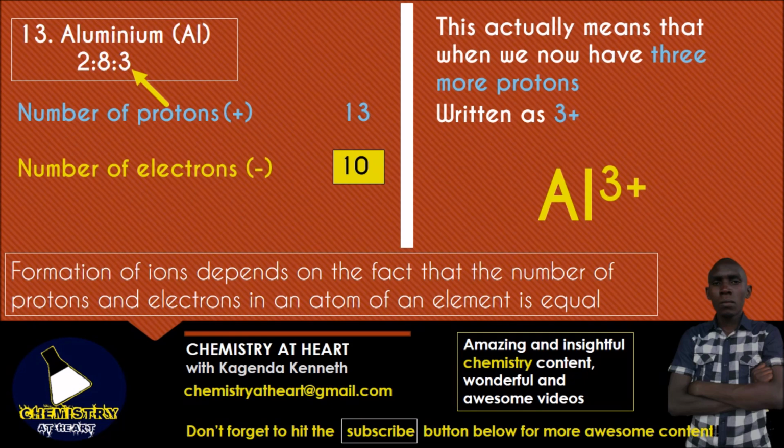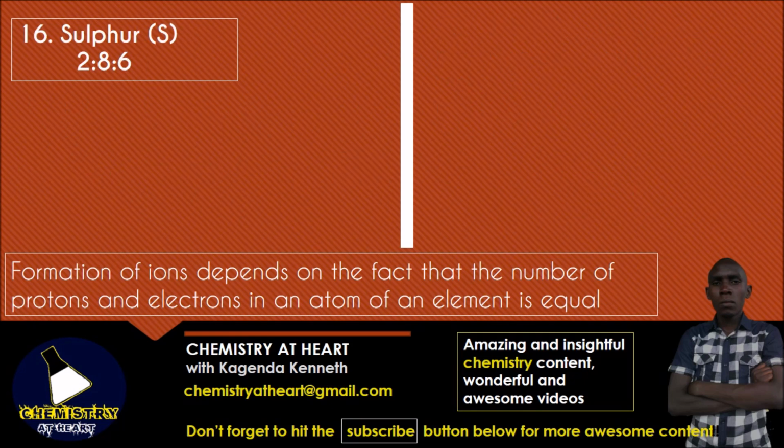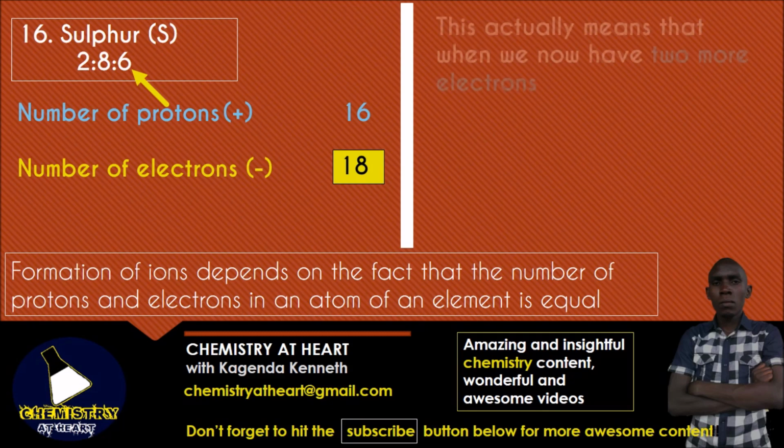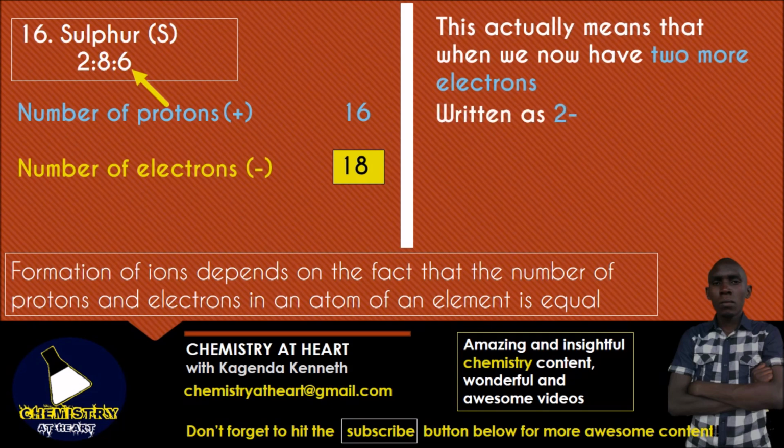Let's look at some other example, sulfur. Sulfur has an electronic configuration of 2, 8, 6, and this means that sulfur has 16 protons and 16 electrons. When sulfur wants to gain stability, it will have to get 2 electrons. And what happens when sulfur gets 2 electrons? The number of electrons increases to 18. And when the number of electrons in sulfur increases to 18, it means that now when we compare electrons and protons, we shall realize that we are having 2 more electrons. And this actually means that we are having 2 more negatives. And that explains why the ion of sulfur is written as S2-.